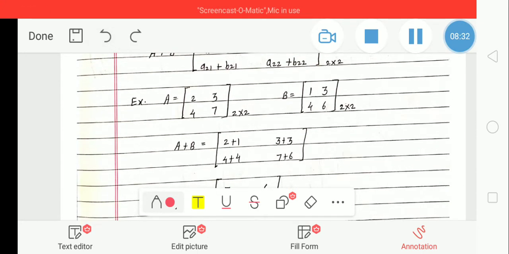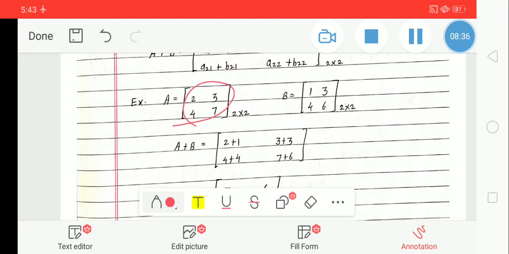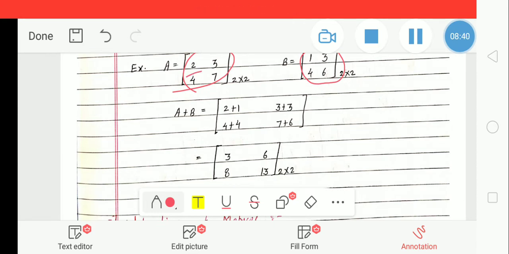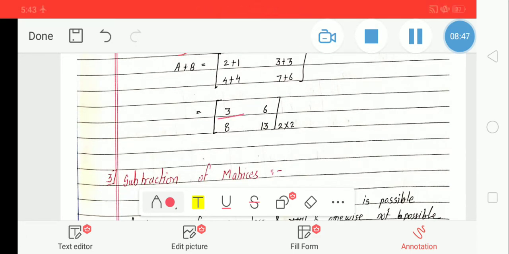Now an example. Here matrix A is 2 3 4 7 and B is 1 3 4 6, both 2 cross 2 matrices. So 2 plus 1, 3 plus 3, 4 plus 4, 7 plus 6, giving 3, 6, 8 and 13. This is also a 2 cross 2 matrix.